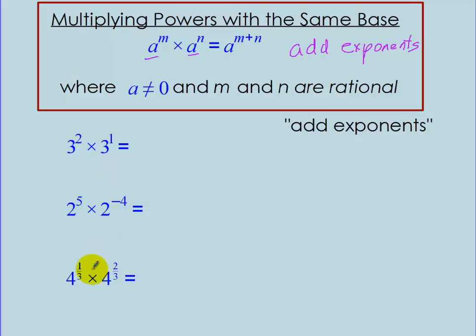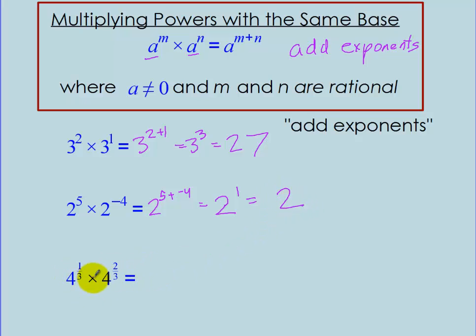If this was addition, that wouldn't work. So in this, let's try these examples right here. 3 squared times 3 to the 1 power is going to be 3 to the 2 plus 1 power because it's the same base. So that's 3 cubed, and 3 cubed is going to be 27. 2 to the 5th power times 2 to the negative 4 power will be 2 to the 5 plus negative 4 power, which is 2 to the 1st power, which is just 2.